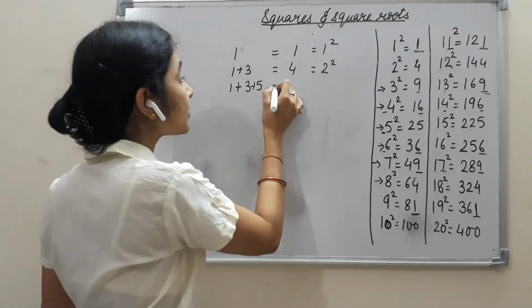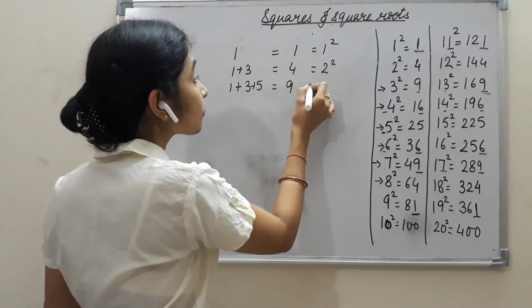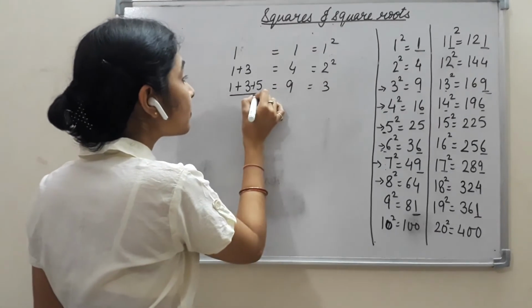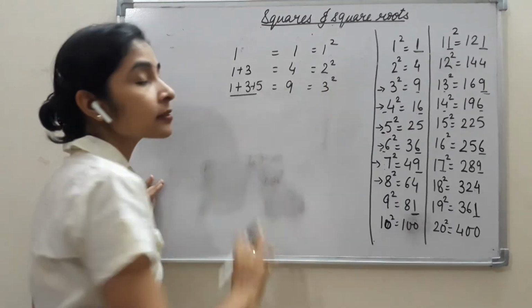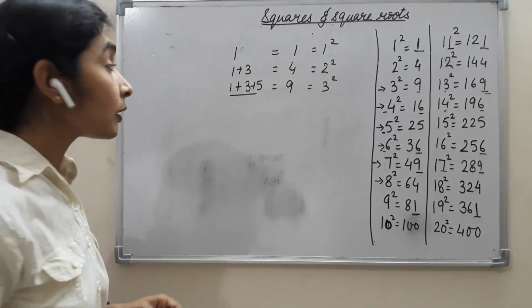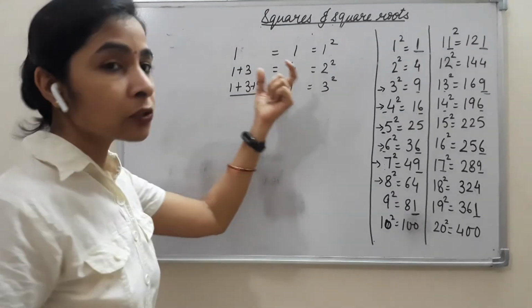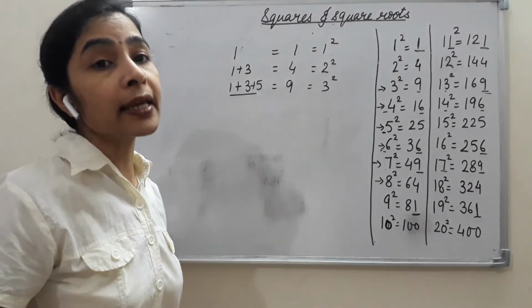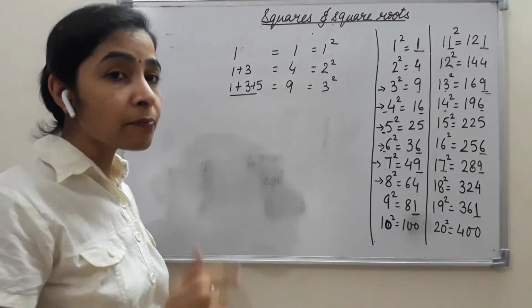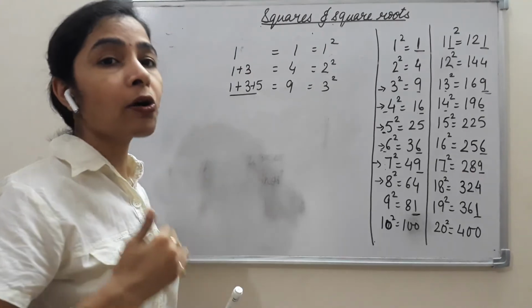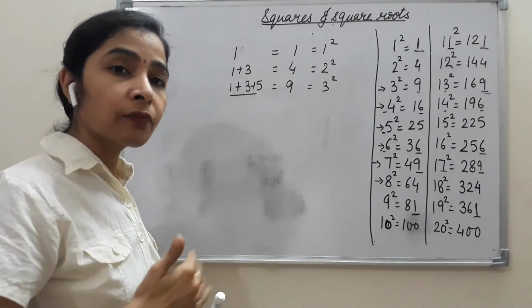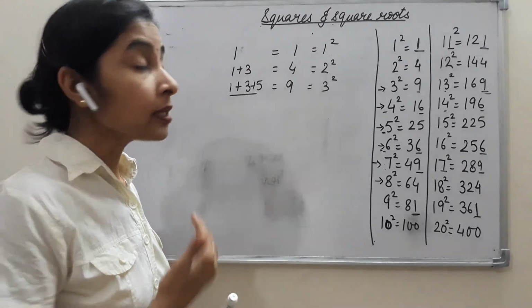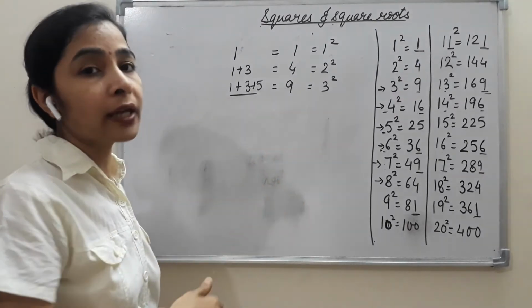4 plus 5 is 9. Now 9 is the square of 3. 3 odd numbers we have taken, so it is the square of 3. So every perfect square number can be expressed as the sum of all the odd numbers starting from 1 up to that number.